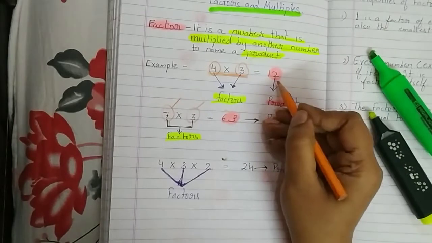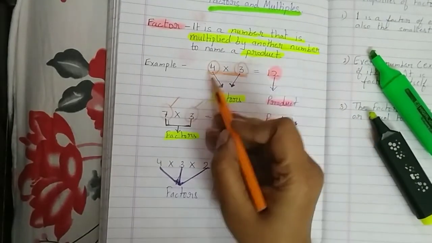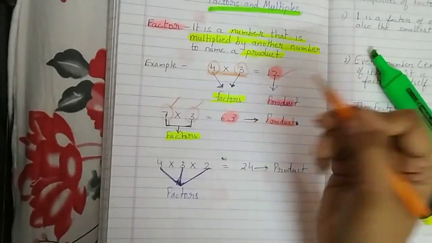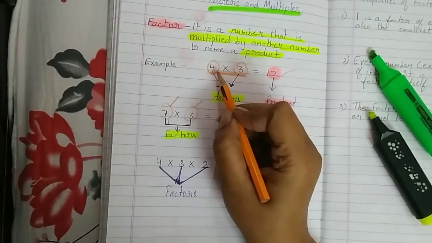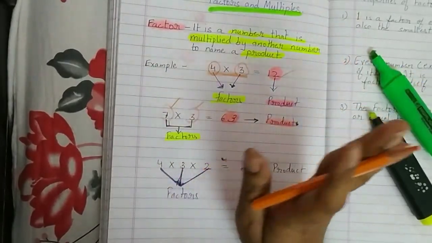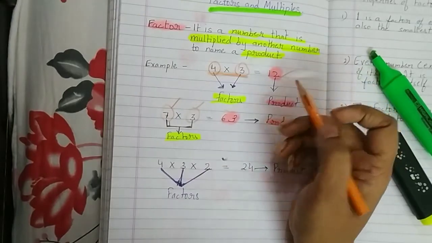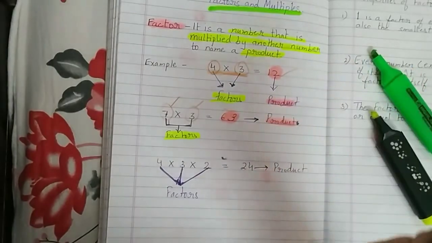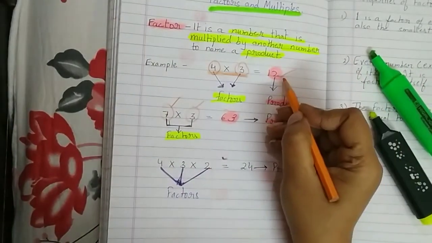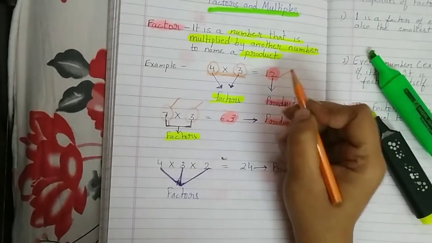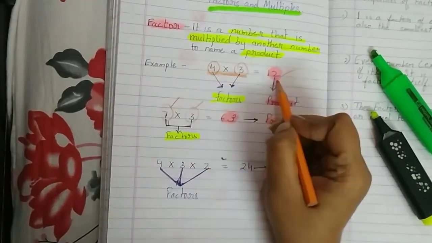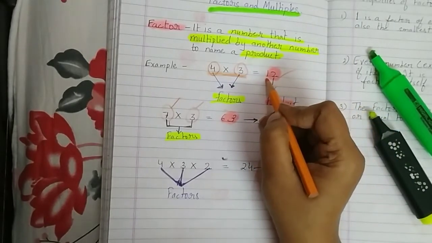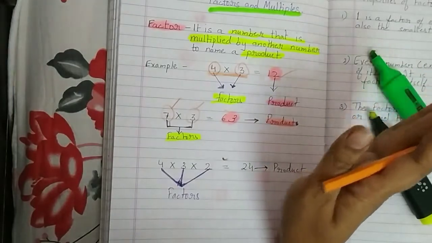Like in first example, 12 is a product of 4 and 3, and 4 and 3 are factors of 12. When we divide 12 by 4, it will divide completely. We will not get any remainder after dividing it. Okay. So, factors divide multiples completely. Like here 12 is a multiple or product. And when we divide by 4 or 3, it will divide completely. There will be no remainder left.